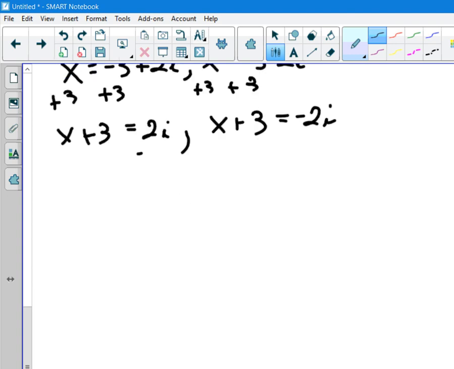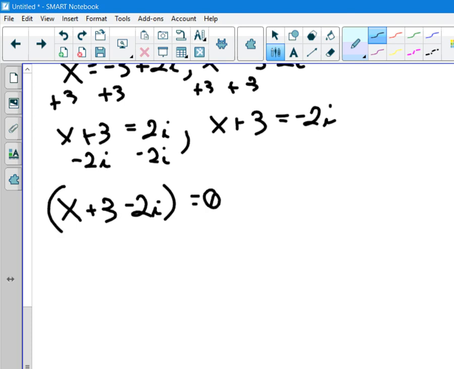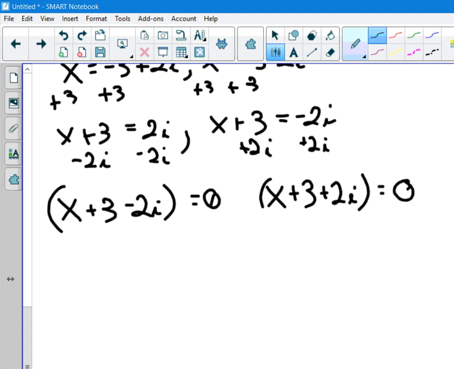And for the one on the left, subtract 2i. So you get x plus 3 minus 2i. That's one factor. And then add 2i to both sides for the other. So you get x plus 3 plus 2i is your other factor.